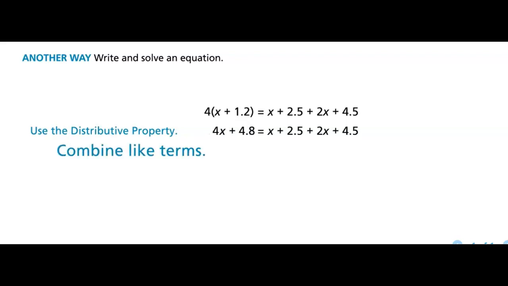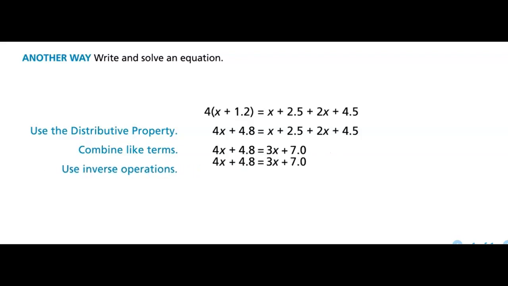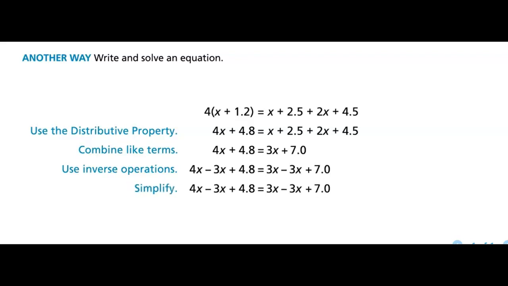To solve the equation, begin by using the distributive property to remove the parentheses. The expression on the left side becomes 4x plus 4 8/10. Next, combine like terms on the right side of the equation. The expression becomes 3x plus 7 0/10. Now use inverse operations to continue combining like terms. Subtract 3x from both sides of the equation and simplify.